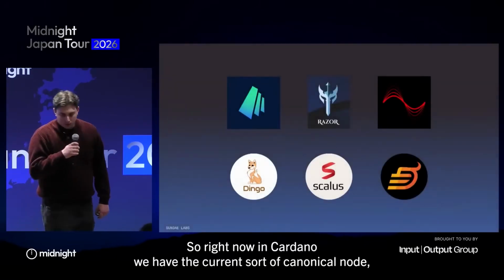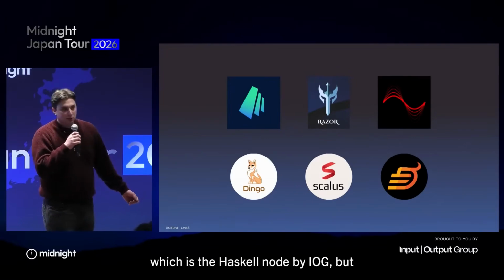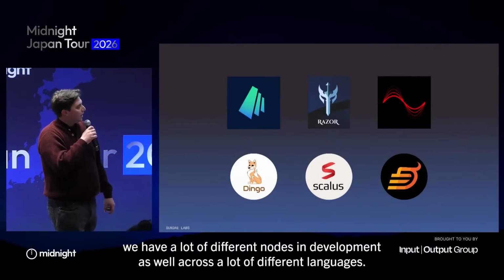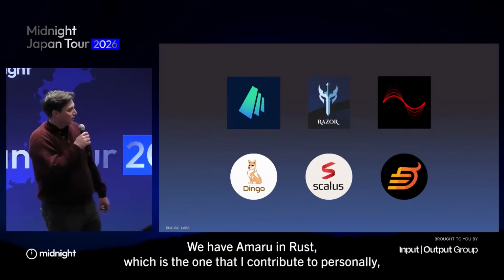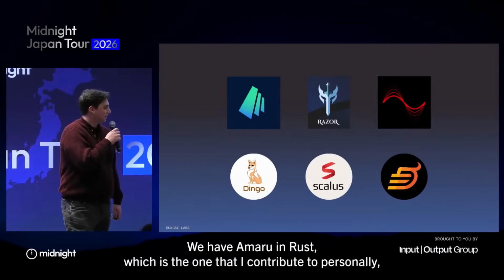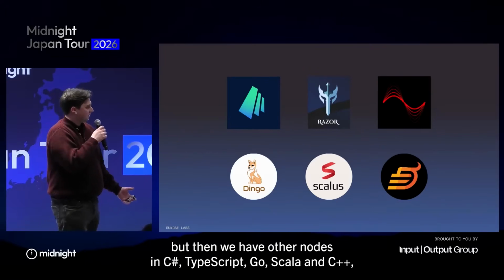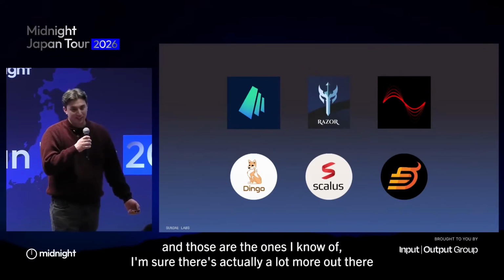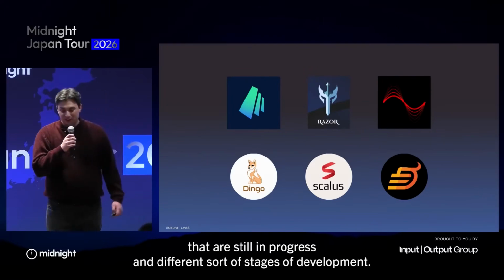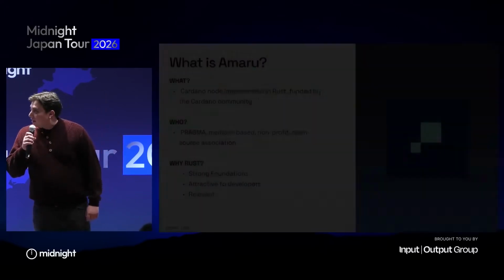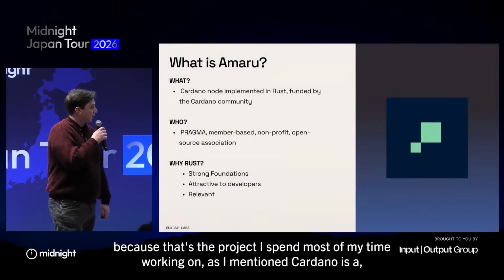So right now on Cardano, we have the current sort of canonical node, which is the Haskell node by IOG. But we have a lot of different nodes in development as well across a lot of different languages. We have Amaru in Rust, which is the one that I contribute to personally. But then we have other nodes in C#, TypeScript, Go, Scala, and C++, and those are the ones I know of. I'm sure there's actually a lot more out there that are still in progress in different stages of development. So I'm going to quickly tell you a little bit about Amaru, because that's the project I spend most of my time working on.